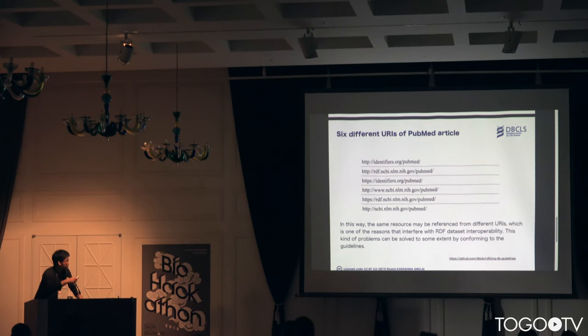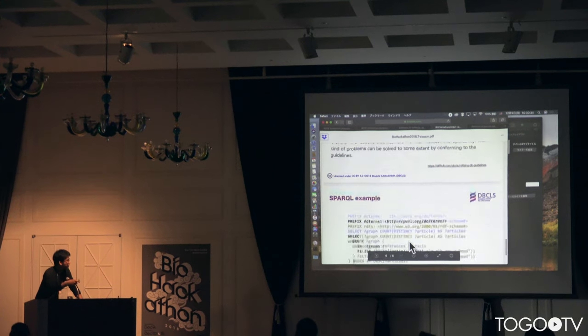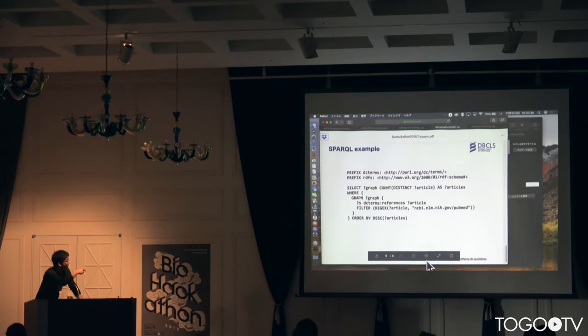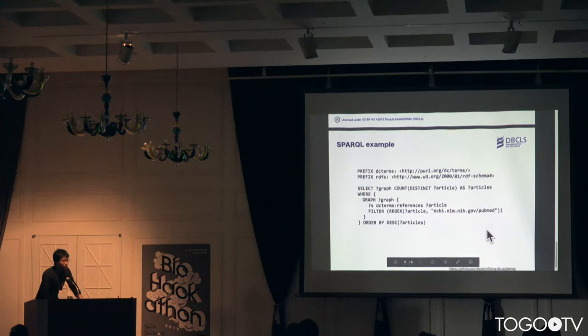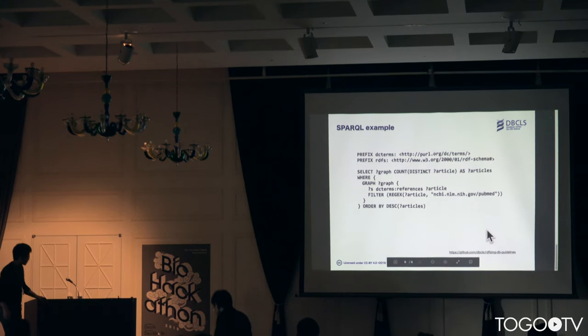So these kinds of problems can be solved to some extent by conforming to our guidelines. And by complying with such guidelines, we can write SPARQL queries easily. So that's it. Thank you.